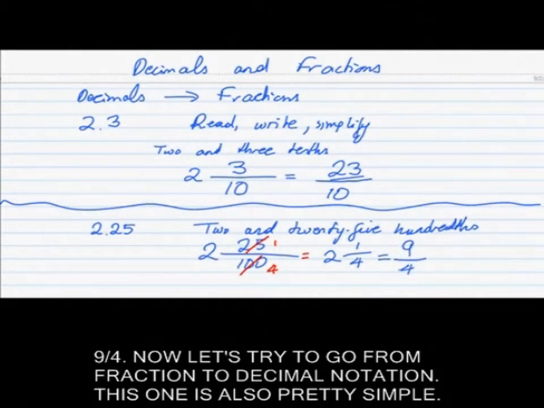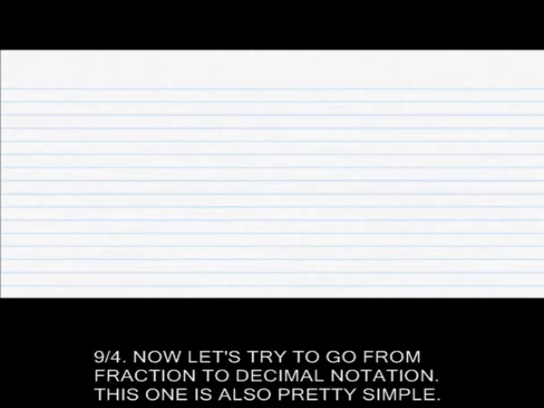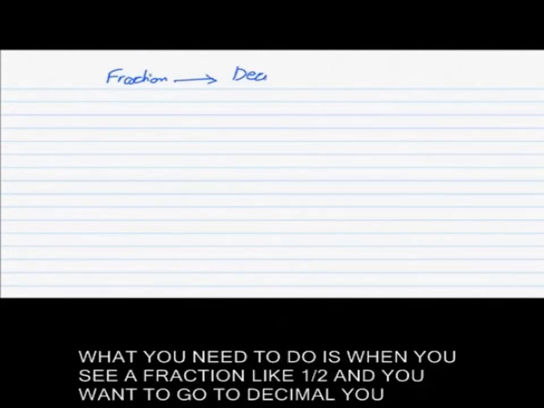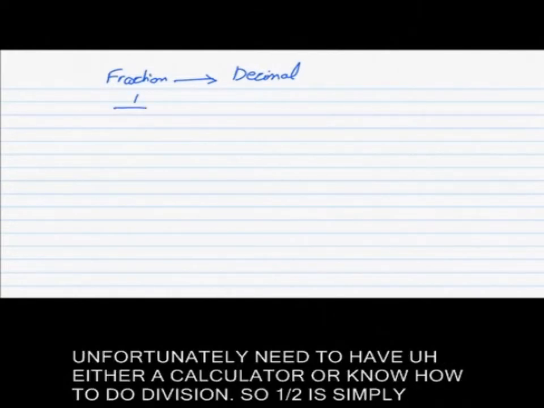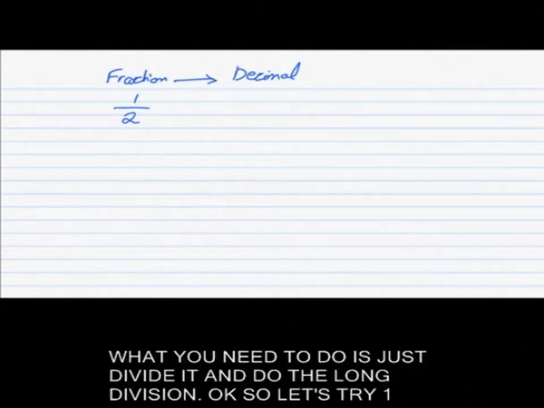Now let's try to go from fraction to decimal notation. This one is also pretty simple. What you need to do is, when you see a fraction like 1/2 and you want to go to decimal, you unfortunately need to have either a calculator or know how to do division. So 1/2, you just divide it and do the long division.